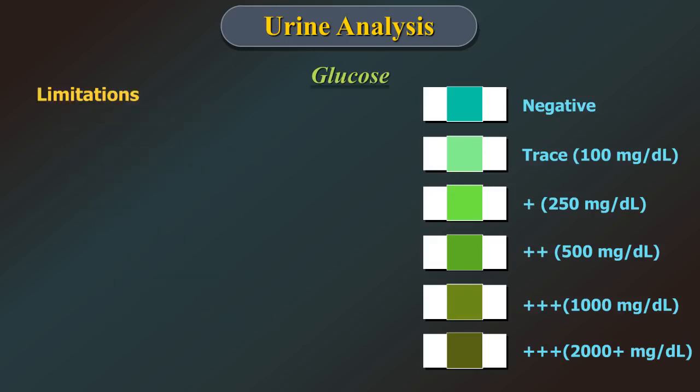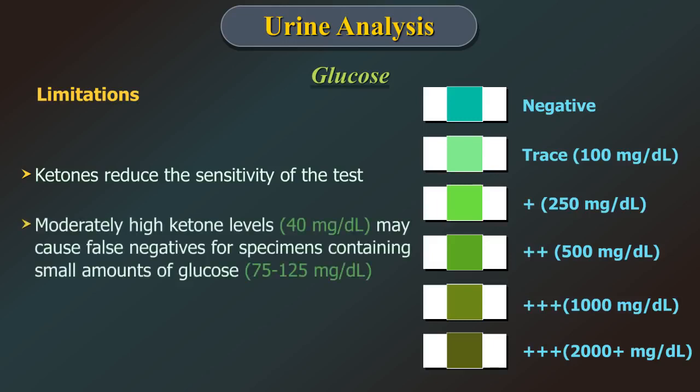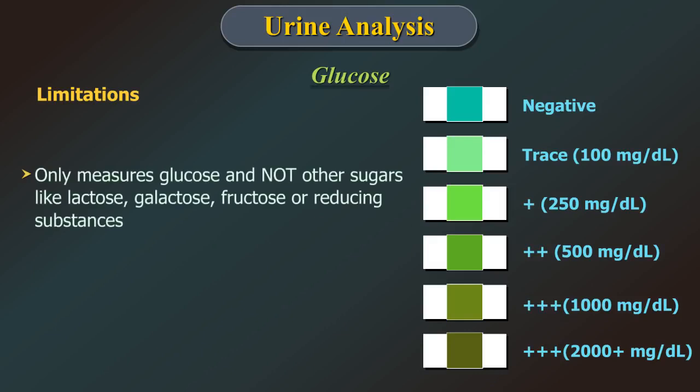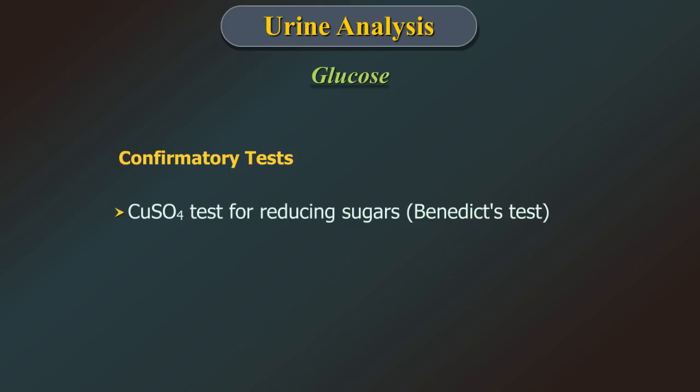hyperadrenocortism. The limitations are: ketones reduce the sensitivity of the test. Moderately high ketone levels may cause false negative for specimen containing small amount of glucose. It only measures glucose and not other sugars like lactose, galactose, fructose, or other reducing substances. Low levels of glucose may not get detected. The confirmatory test is copper sulfate test for reducing sugars.